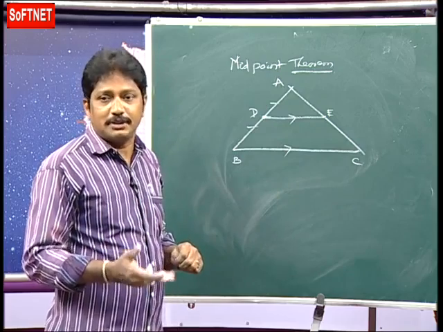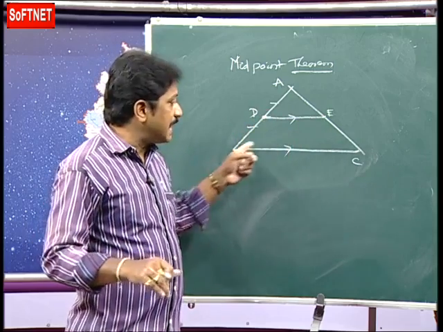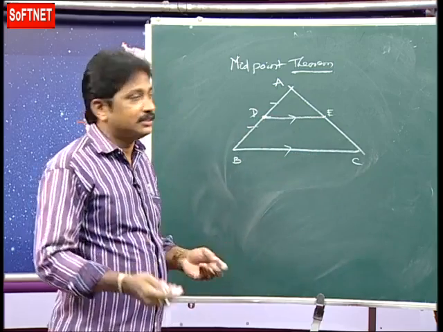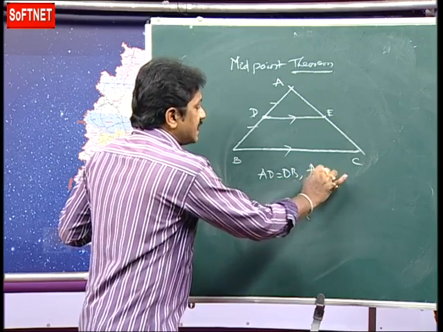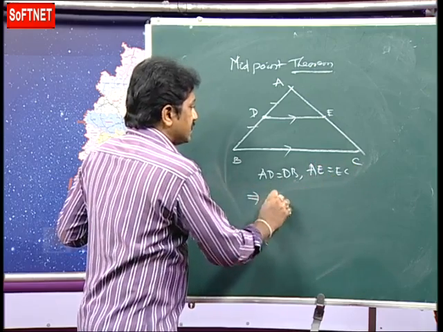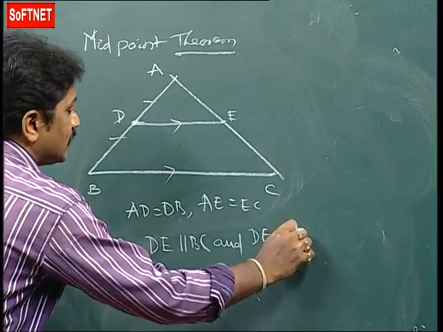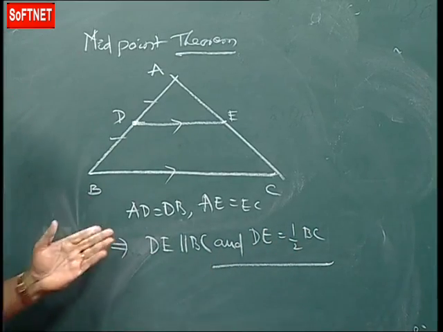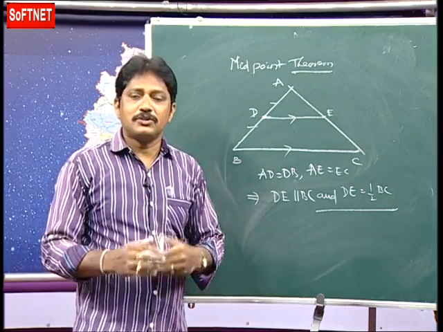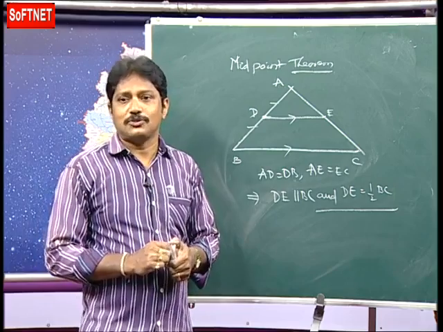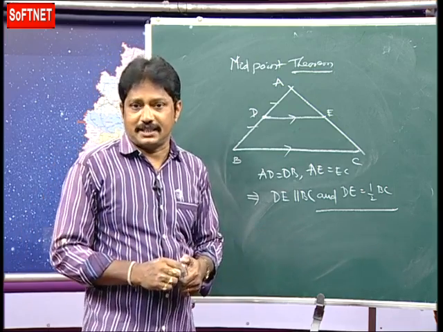We can say the converse of the midpoint theorem as the line segment which joins the midpoints of any 2 sides is parallel to the third side and half of its length, means AD is equal to DB, AE equal to EC, then DE is parallel to BC and DE is equal to half of BC. This is the converse of the midpoint theorem. Clear? So these are the very important theorems. By using these we can do so many problems in the geometry area. Okay, now we will shift to the problems. We will discuss 1 or 2, then we will come to the concept once again. Okay.